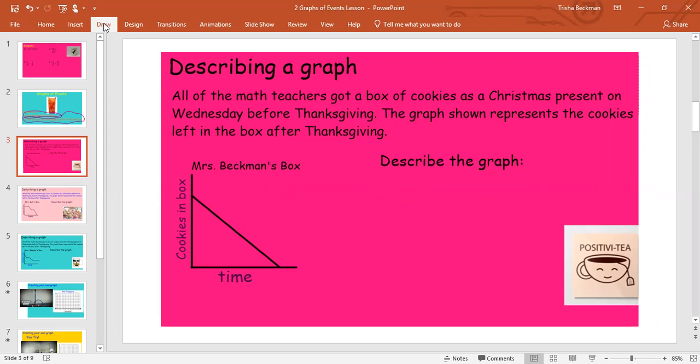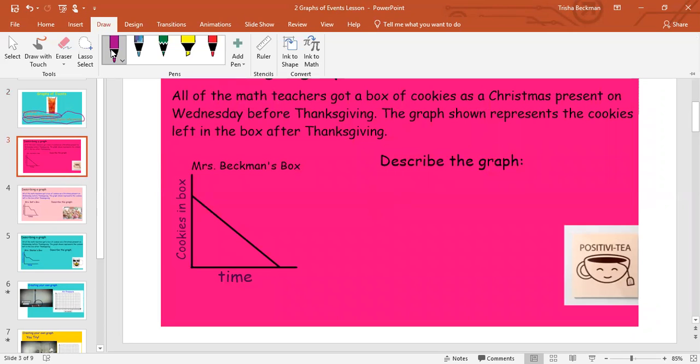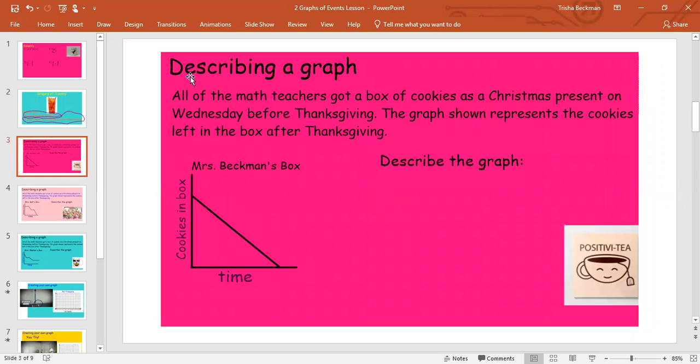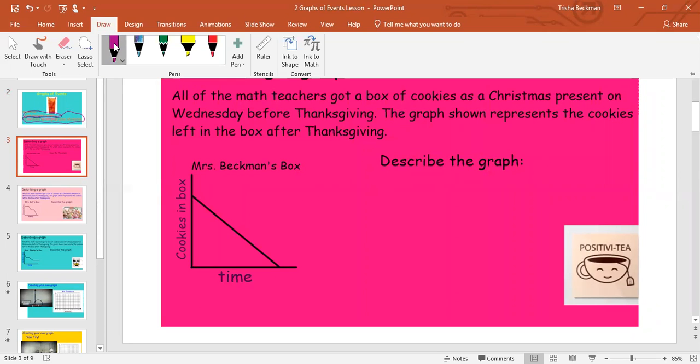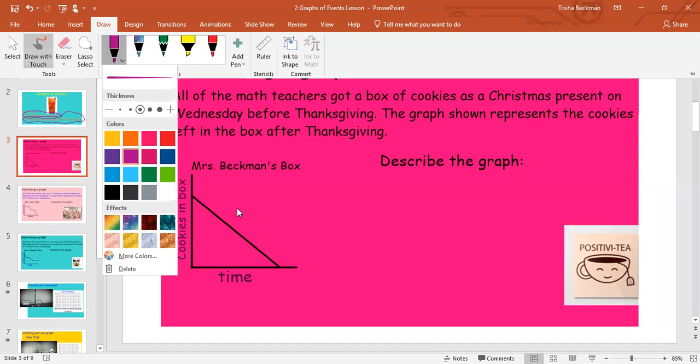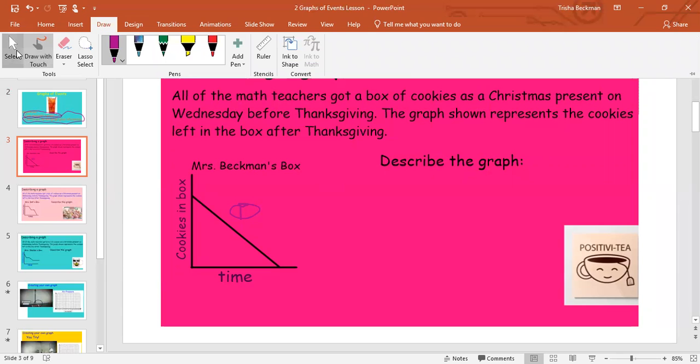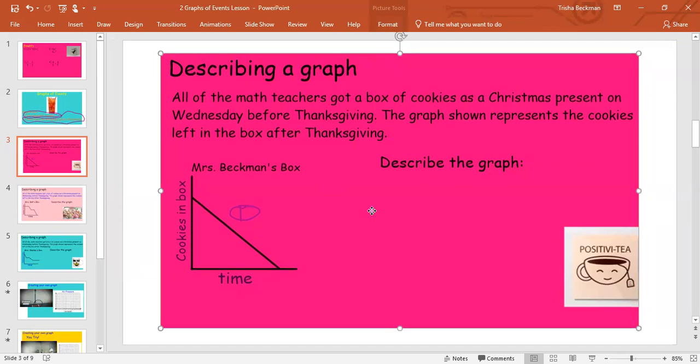The first thing I usually do is I try to identify how many times our graph has changed directions. Well, this one's an easy one. It doesn't change directions. There's just kind of one line here. So I would put a 1 here. And then I would describe what is happening in that one line.